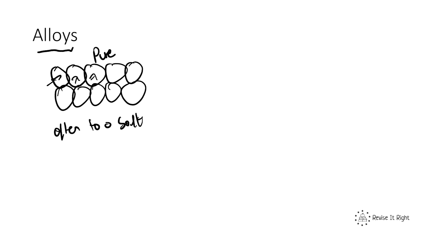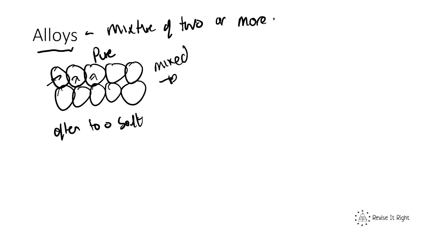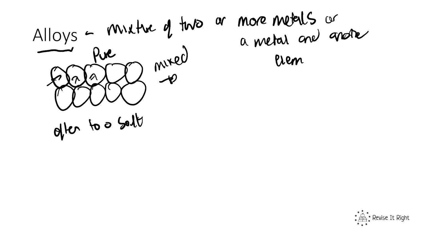Now these pure metals are often a bit too soft. So they are mixed with other metals to make them harder. Most metals we actually use in everyday life are alloys, which is a mixture of two or more metals, or a metal and another element. So it doesn't just have to be with another metal. Alloys are actually harder and so are more useful than pure metals.